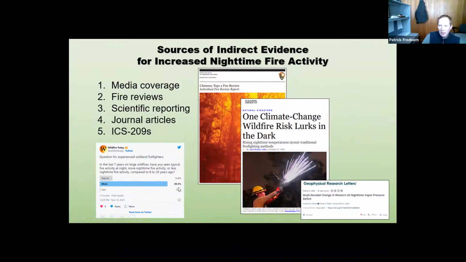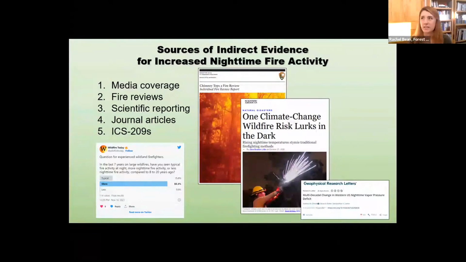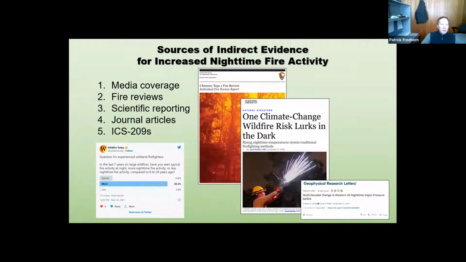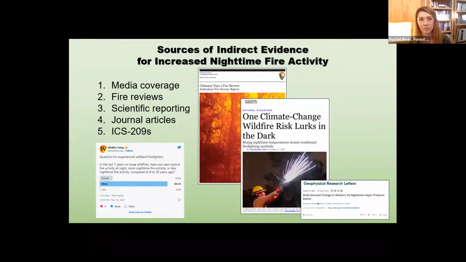And this survey was posed to experienced wildland firefighters. The response was 83% more nighttime fire activity. So is that what you were asking, Rachel? Yeah, that's exactly it. It would be interesting to see some more robust research, talking to folks who have been on the ground for 10, 20 years, about what they've seen and what they've experienced.